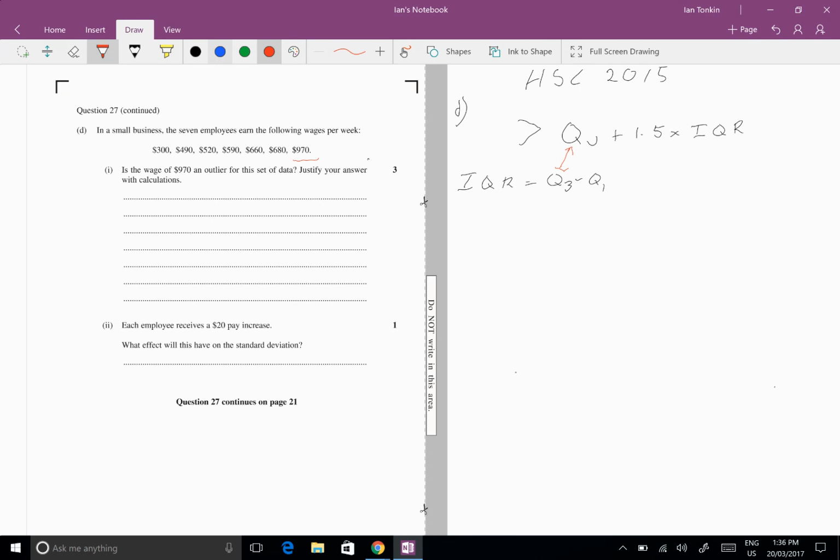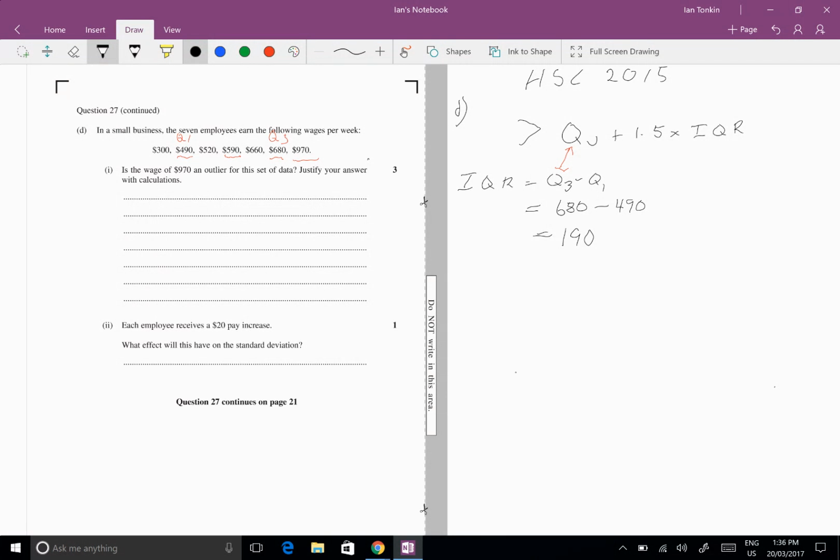So I look over here to my numbers, and it's pretty easy to do these. Well, there's the median. That splits it in two. So that is Q1, and that is Q3. I could put them in the calculator, but it's so much quicker if you have a knowledge. So the interquartile range is 680 minus 490, which gives me 190.